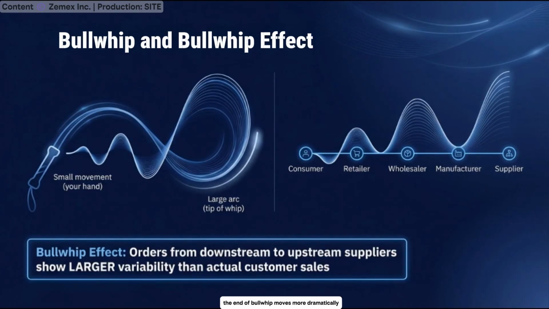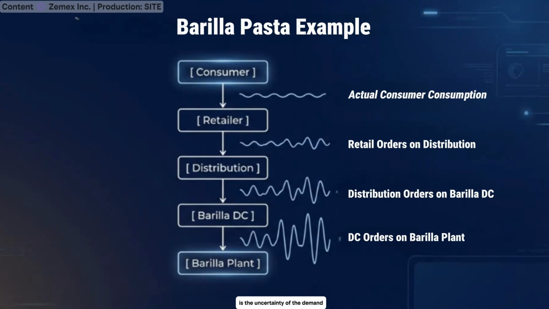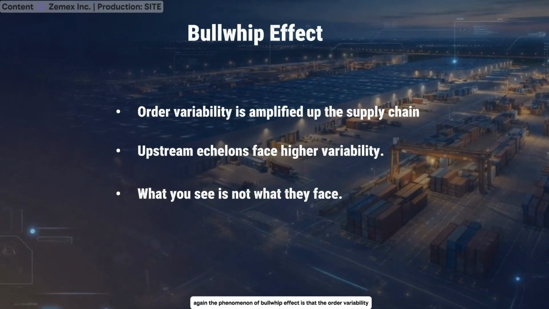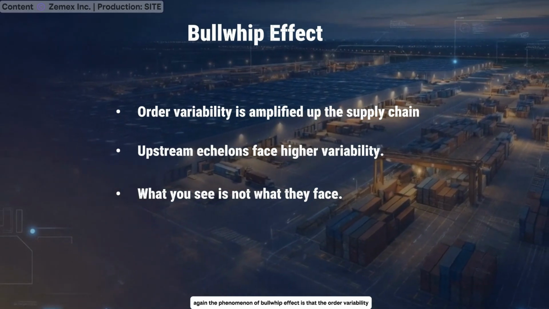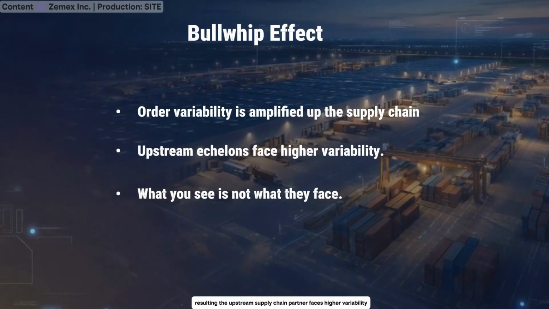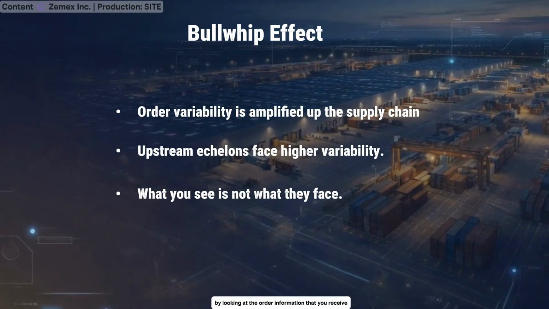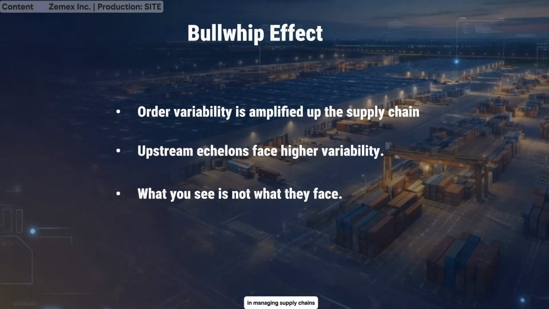If you shake a bullwhip, the end of the bullwhip moves more dramatically than the part closer to your hand. This has been proved by collecting actual data from a company called Barilla, a pasta production company. The scholars who found this phenomenon discussed that the potential cause is the uncertainty of the demand and supply chain, or the lead time of supply chain response. Again, the phenomenon of the bullwhip effect is that the order variability amplifies as you move up to the upstream of the supply chain, resulting in the upstream supply chain partner facing higher variability. Therefore, you cannot judge the actual sales or demand by looking at the order information that you receive in managing supply chains.